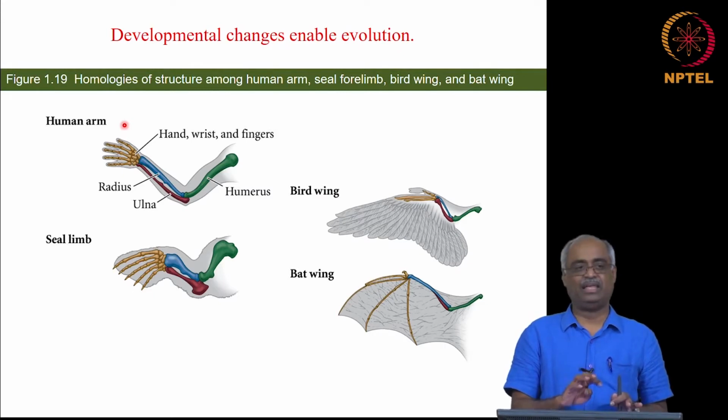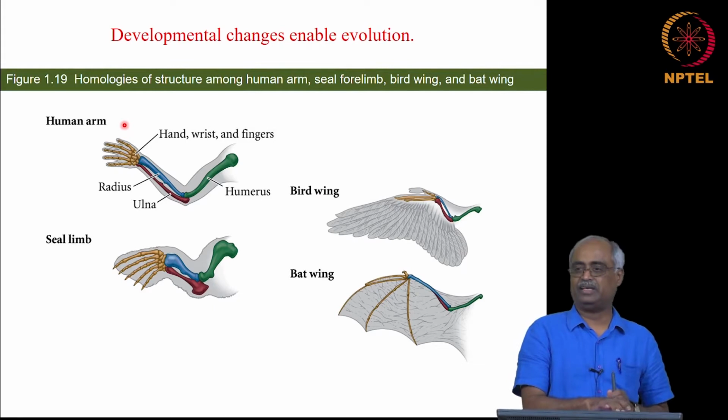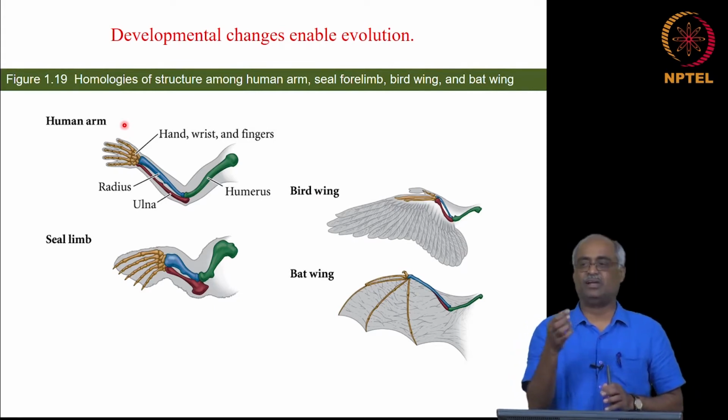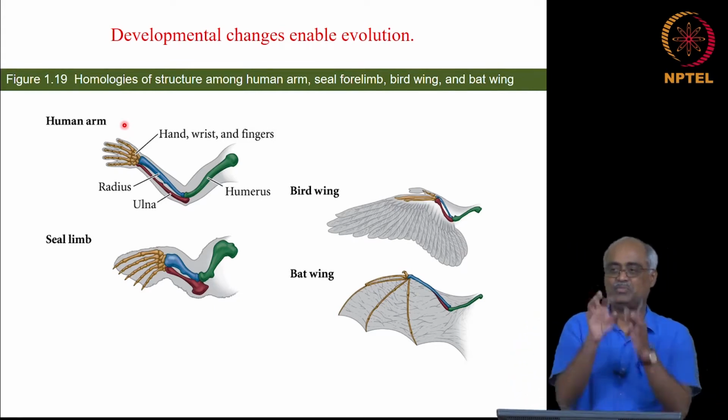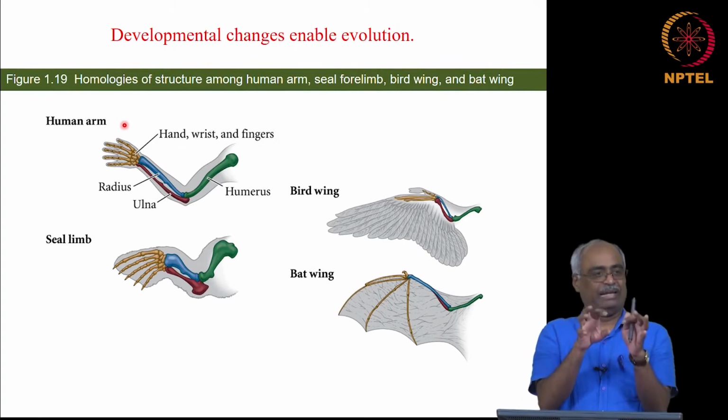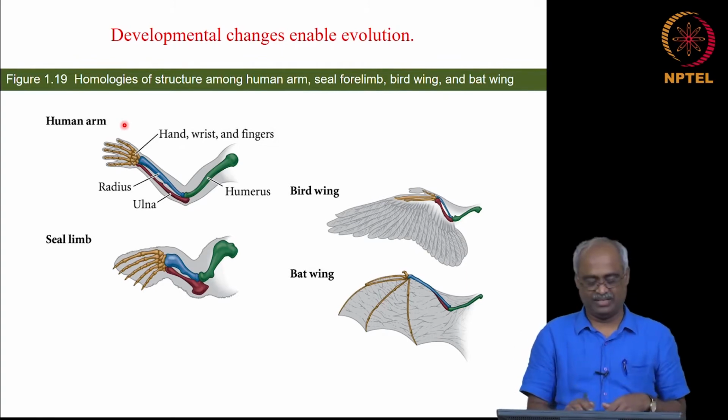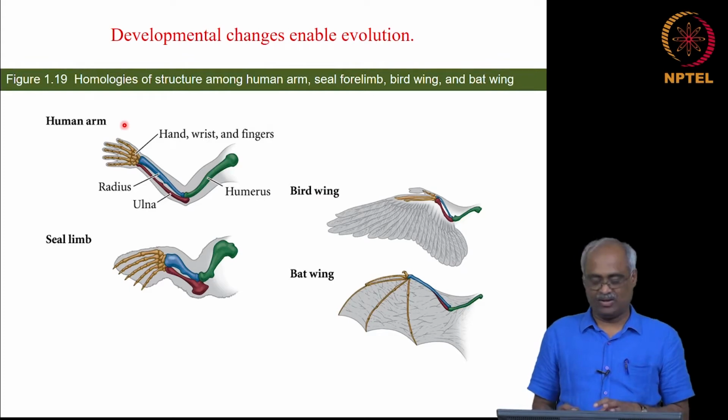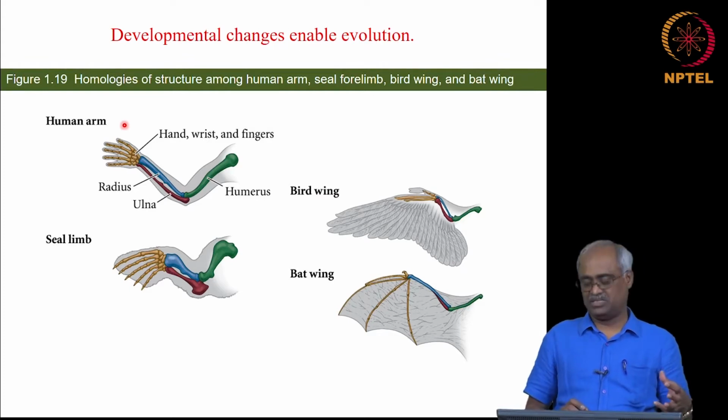So we will later learn programmed cell death. This is an example of, essentially, sculpting a structure. You are removing things from what already exists to create a structure. So that's the thing: developmental alteration enabling different adaptations.